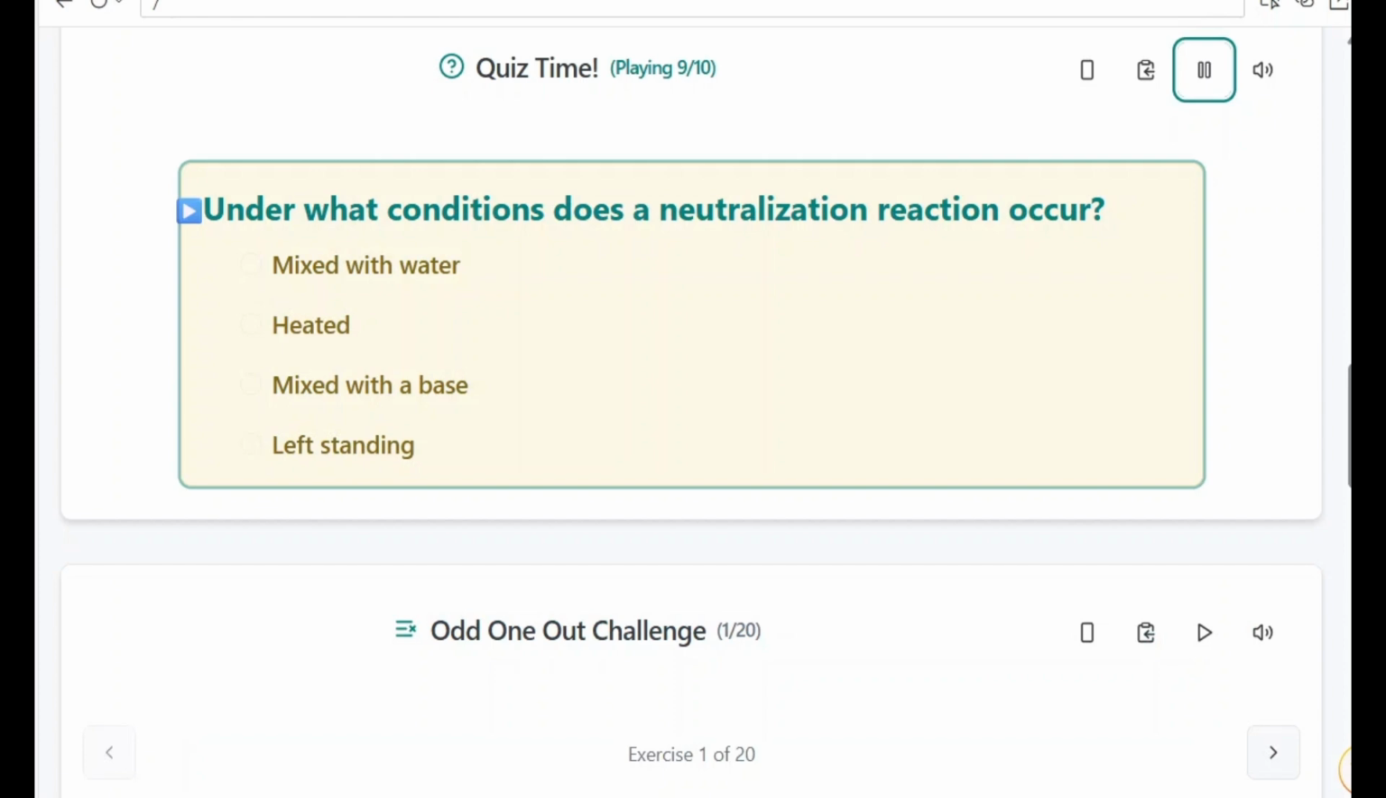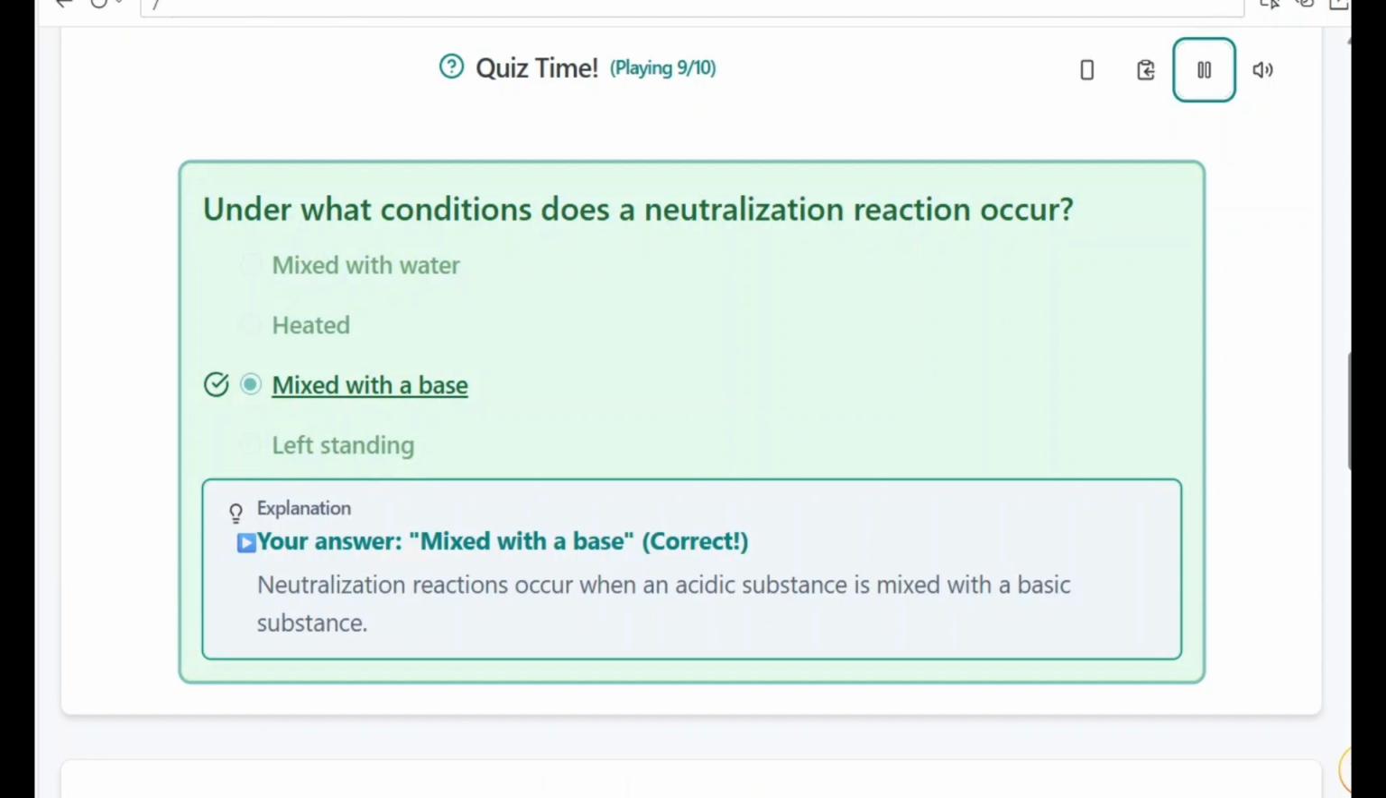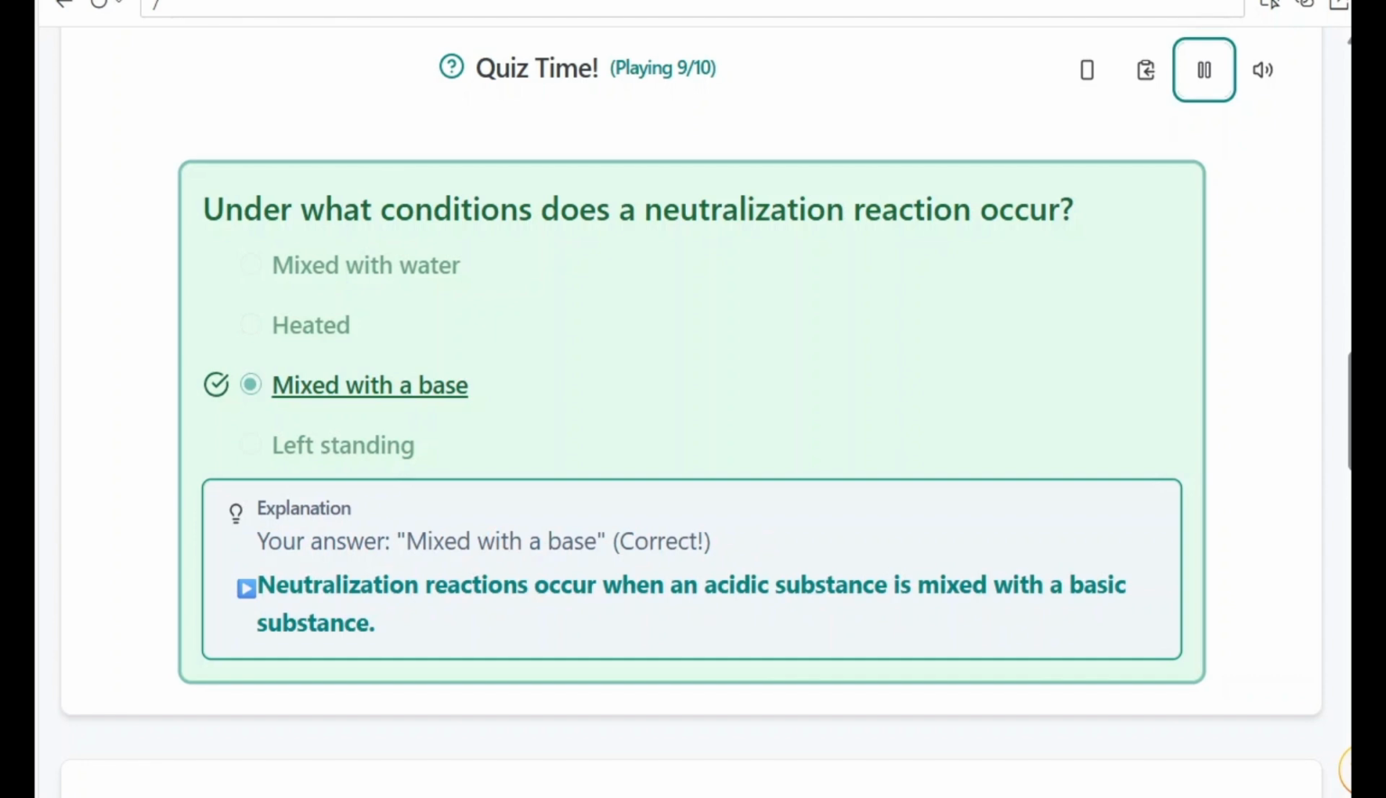Under what conditions does a neutralization reaction occur? The correct answer is mixed with a base. Explanation: neutralization reactions occur when an acidic substance is mixed with a basic substance.